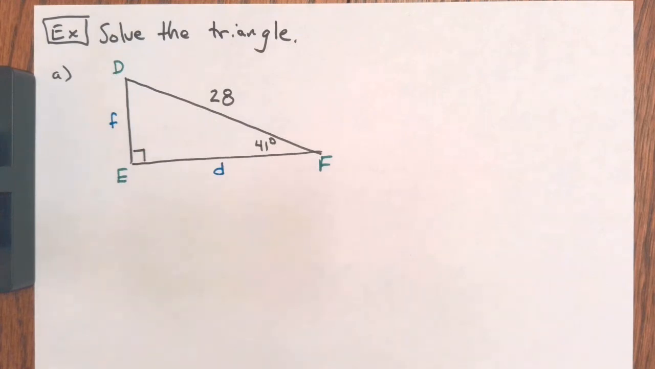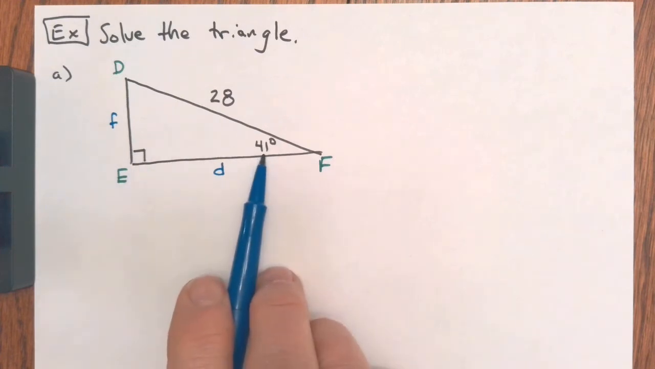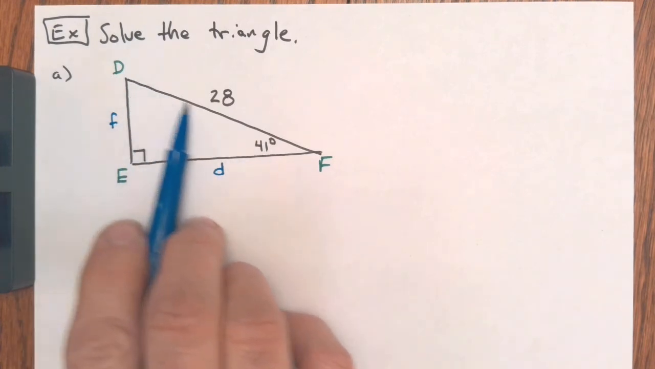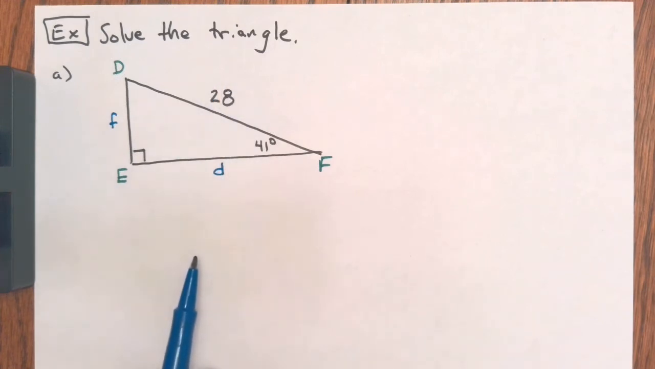In these problems where the directions are to solve the triangle, they are going to give you 3 measures, and you'll have to find the other 3. In this problem, we know the measure of 2 of our angles. I know that this is a right triangle. This is a 90-degree angle here, and angle F here, that's a 41-degree angle. I also know that this side over here has a length of 28. So those are the 3 things I know.